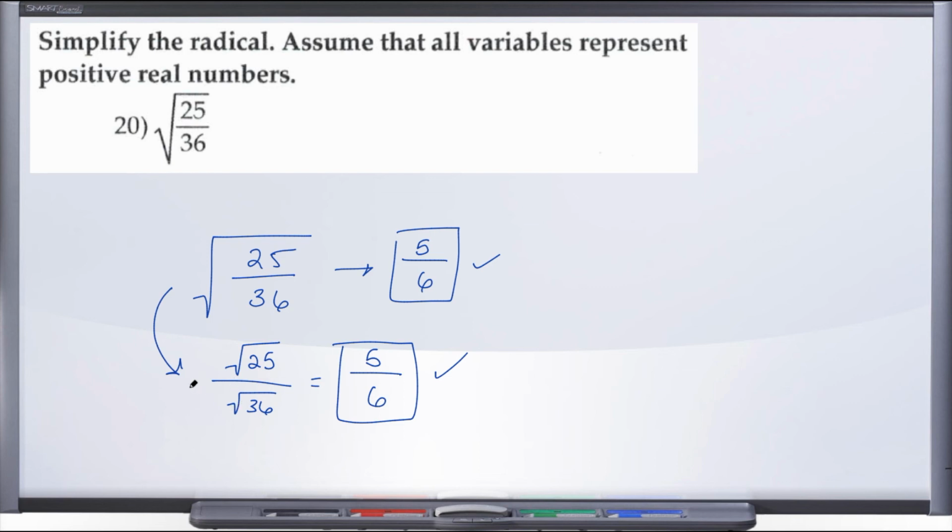Or you can go back the other way. You can take two separate radicals like this and rewrite them as one single radical. So it's good to know that rule because going from one to the other can be helpful depending on what the question is asking you. But in this case, number 20, we end up with just 5 over 6.